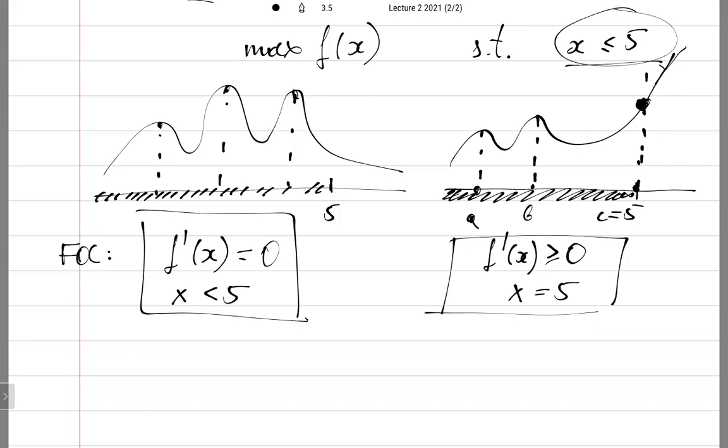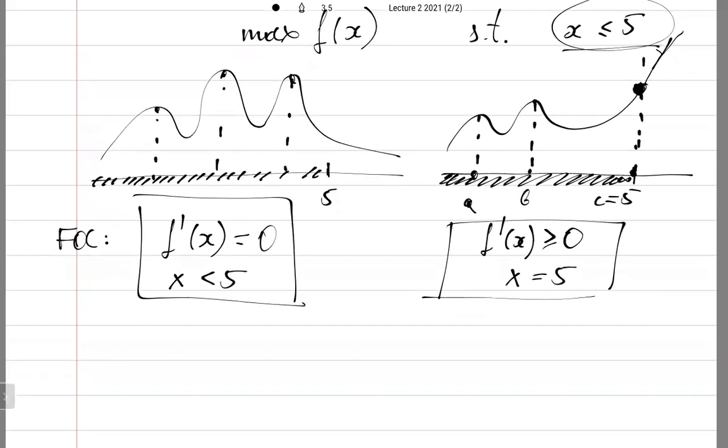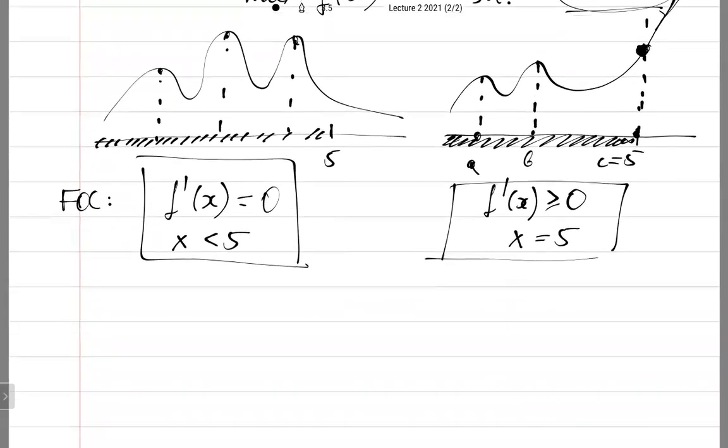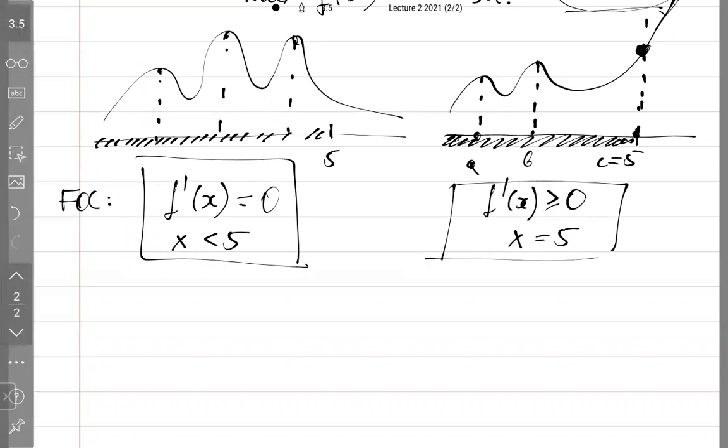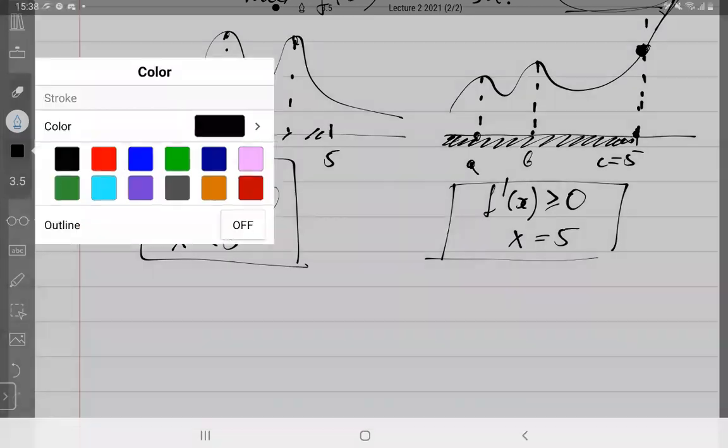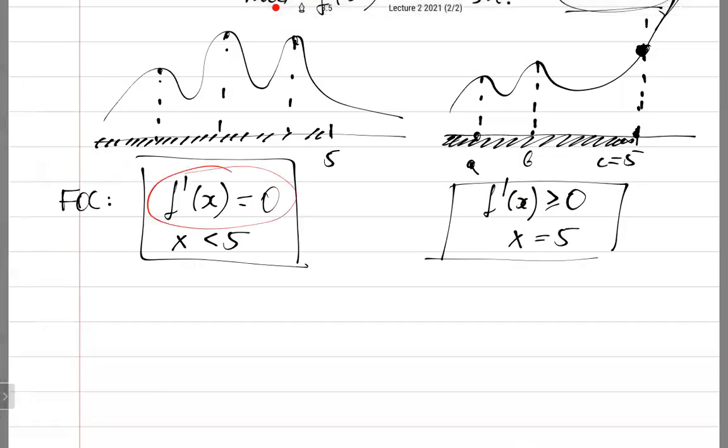Yeah, okay. So basically, the first order condition in that case should change. Either f prime is 0 and x is less than 5, or x is equal to 5 and f prime of x is greater than 0. We can write this condition. So let's draw one more picture to show that we can have 0 f prime, we can have positive f prime, but we cannot have negative f prime.